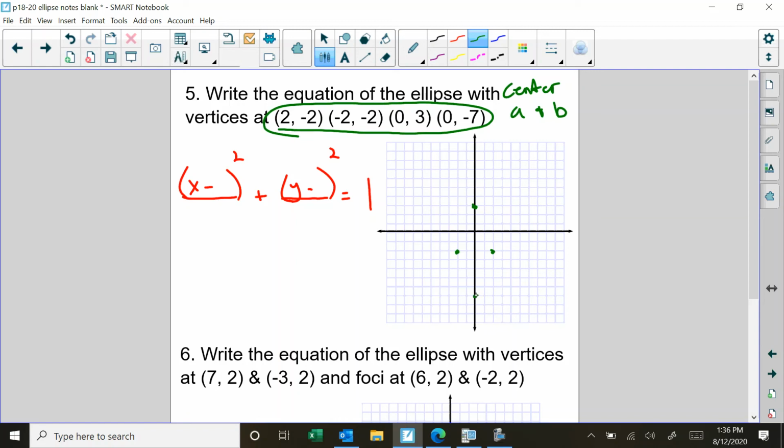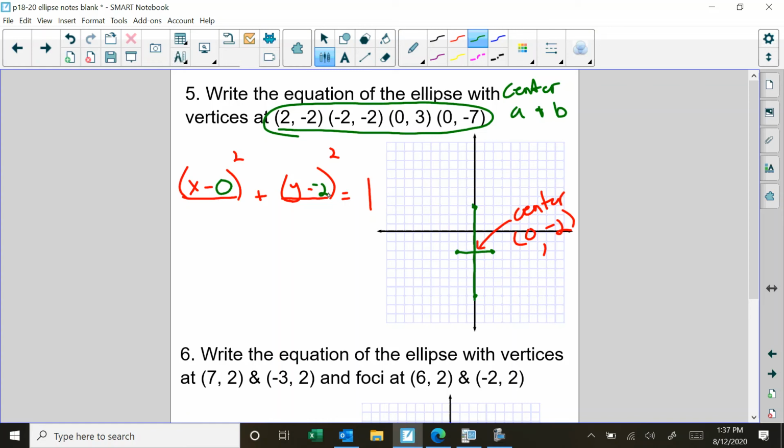So what that does for us is you don't even actually have to graph the ellipse itself. If we connect those 4 points, it shows us everything we need. That cross section right there is your center. And so we get a center value of 0, -2. And so we can take those numbers and plug them right into the equation.